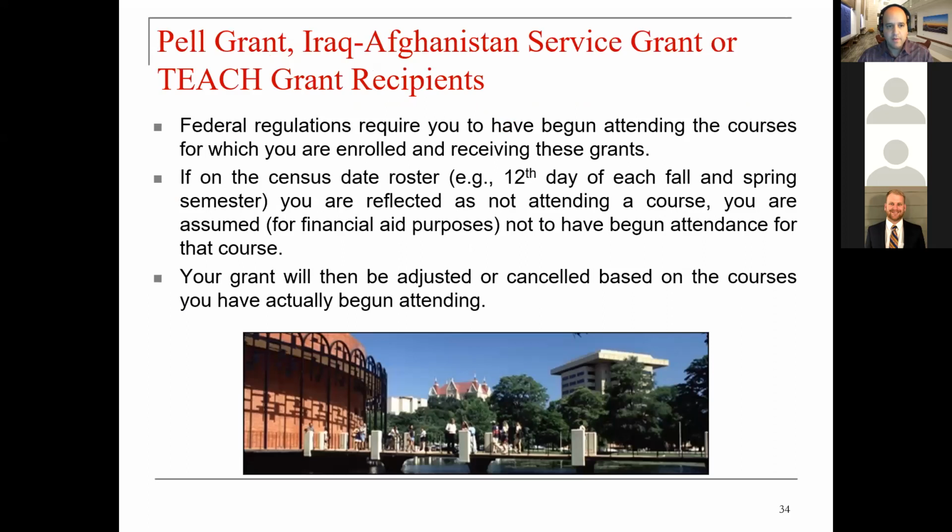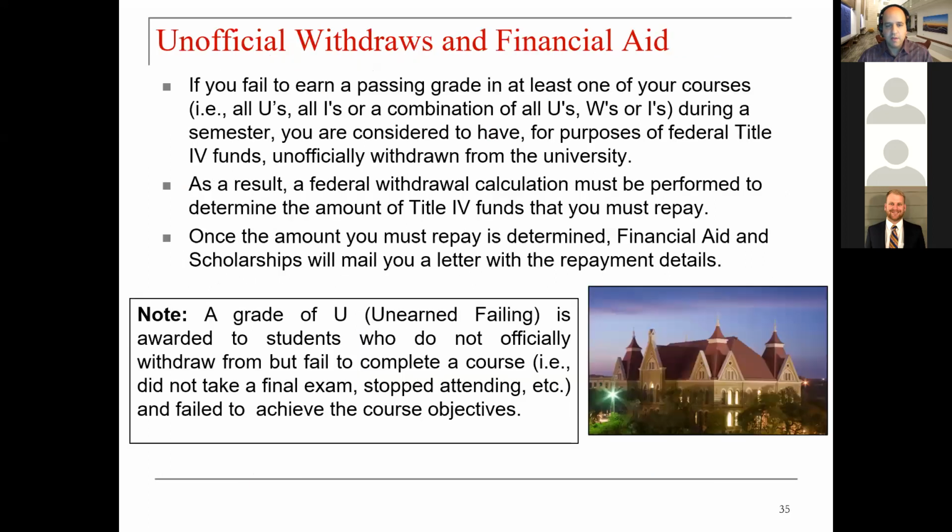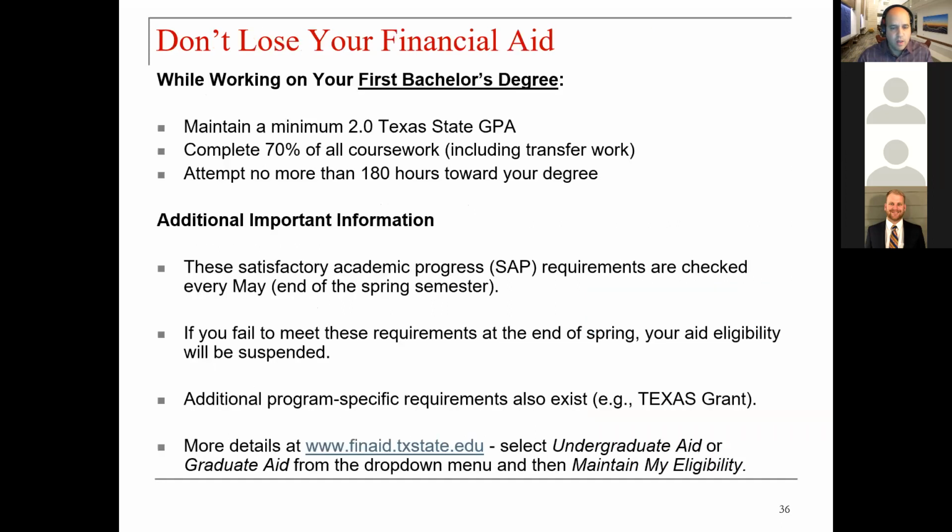If you have a grant or some type of assistantship, make sure that you satisfy the requirements. You follow all the instructions. Also for unofficial withdrawals and financial aid, make sure that you are following all the stipulations for those. You don't want to lose your grades. I'm sorry, your grants. Excuse me. You don't want to lose your scholarship and so on. So make sure that you're satisfying those requirements. So don't lose your financial aid if you have it.